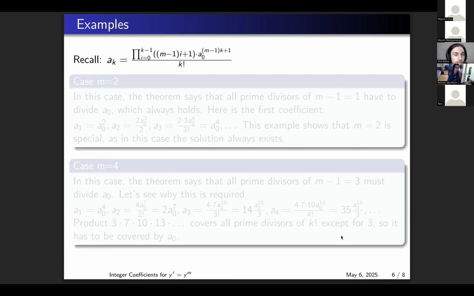Okay, so let's now look at a couple of examples to see how the theorem works. First, recall the formula for the coefficient. Here I've written it down in completely expanded form so that we can use it in examples.